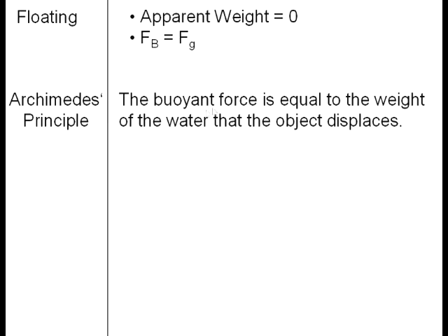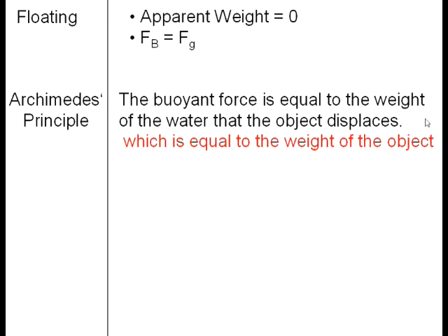Archimedes' principle says the buoyant force is equal to the weight of the water that the object displaces. It also happens to be equal to the weight of the object itself if the object is floating. So let's look at this. This is the buoyant force, and this is the weight of the water that's displaced. So I will substitute rho g V for the buoyant force and m times g for the weight of the water. So this would be the mass of the water here.